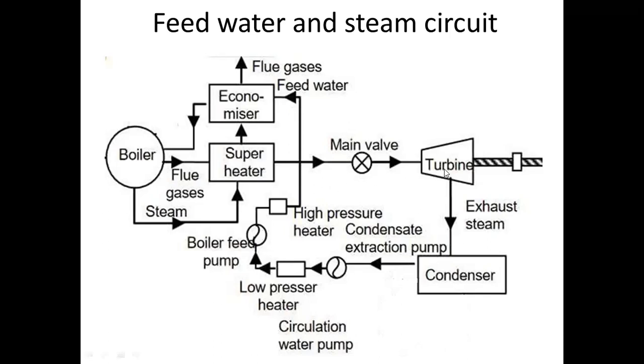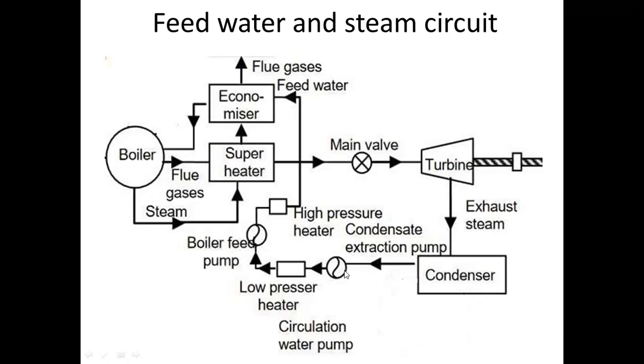So after giving its useful work to the turbine, or after rotating the turbine, the hot steam, the superheated steam, converts into wet steam. That wet steam comes outside from the turbine and passes through the condenser where it gets condensed, or you can say where there is a phase change. That wet steam converts into hot water, which is better known as condensate.